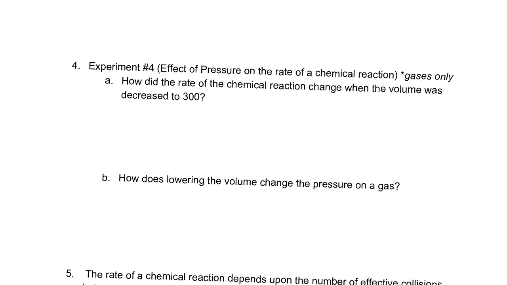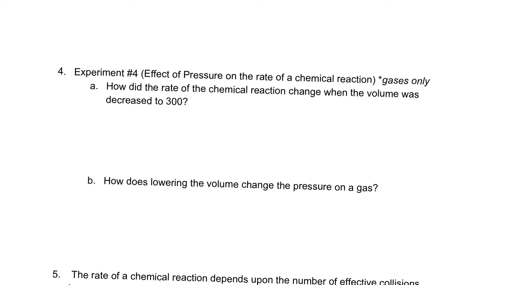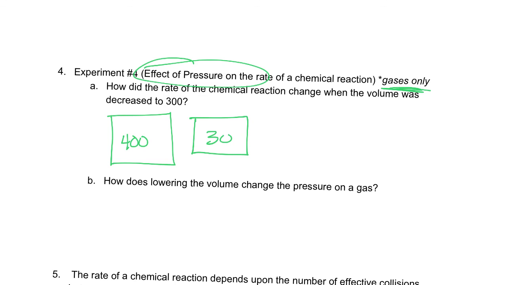Okay. Experiment number 4 looked at the pressure of the reaction. It was for a gas only. We increased the pressure. How did the rate of the reaction change when the volume was decreased to 300? So by decreasing the volume of the container, like at first we started with a container that was 400, then we went to a container that was 300. So the volume decreased. When the volume decreased, what happened to the pressure inside that container? It increased. So we are looking at the effect of the pressure.